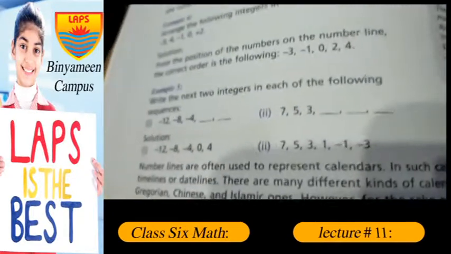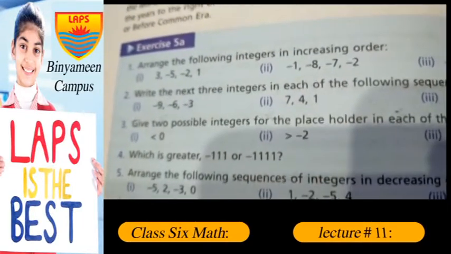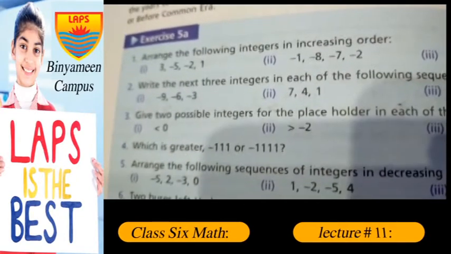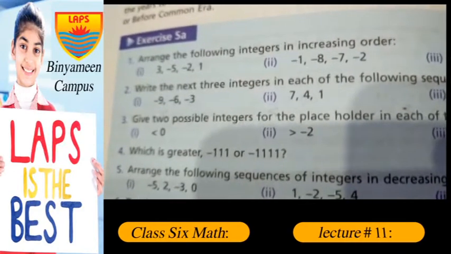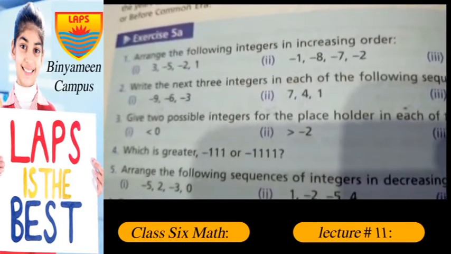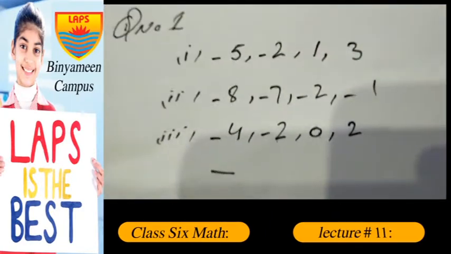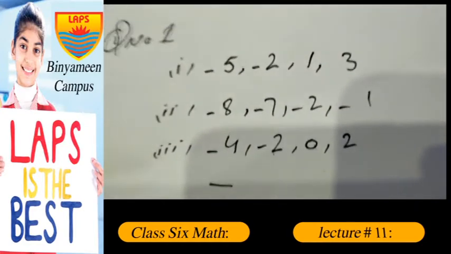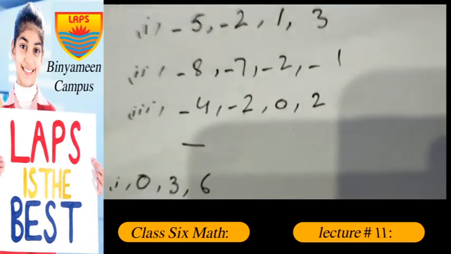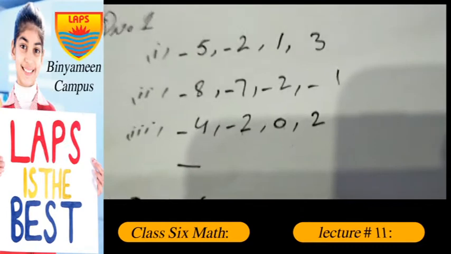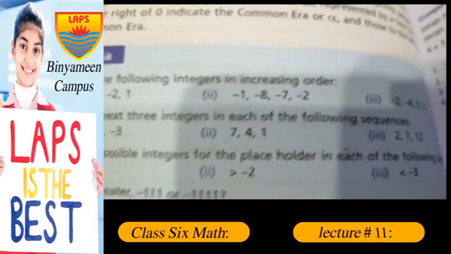Okay. Exercise 5a. Arrange the following integers in increasing order. First part: 3, minus 5, minus 2 and 1. First you write the smallest value, then write the other values. The first is done for you. Minus 5, minus 2, 1 and 3. And part 2: minus 8, minus 7, minus 2.